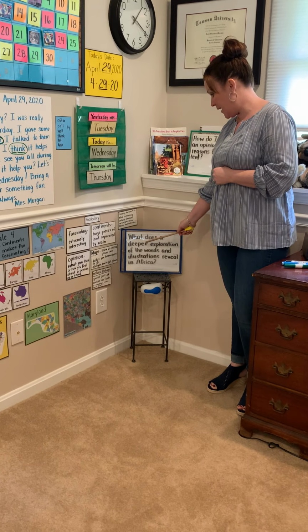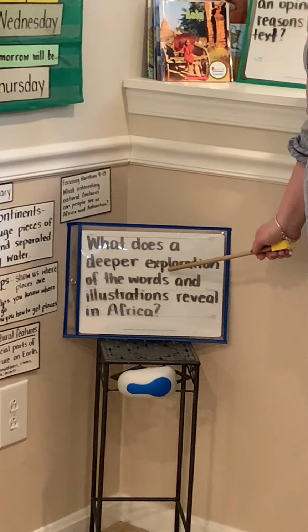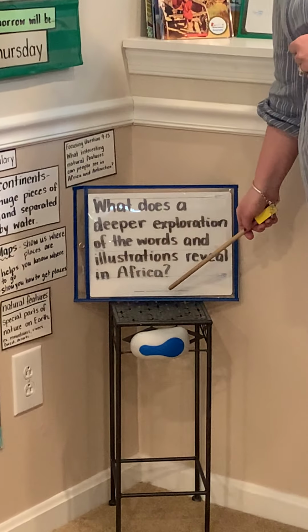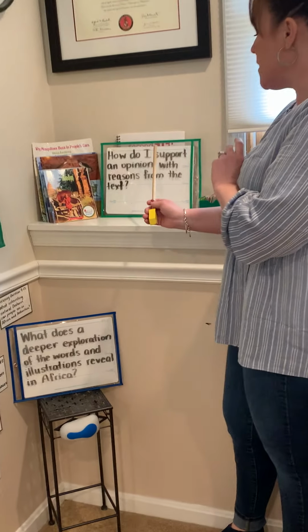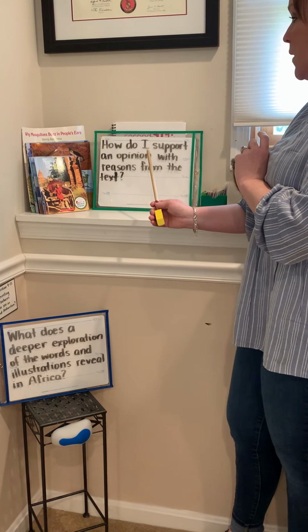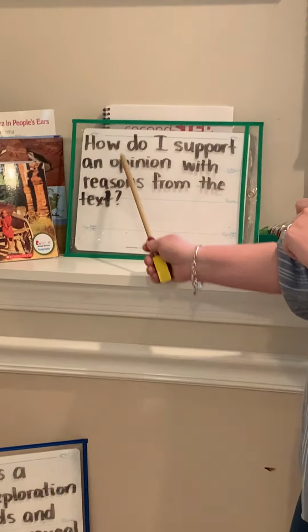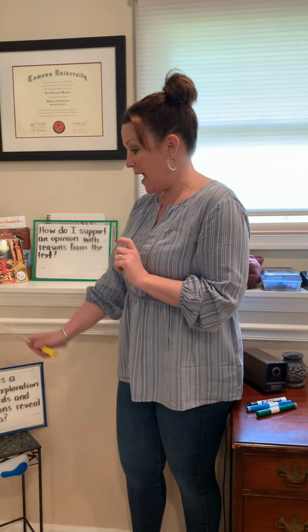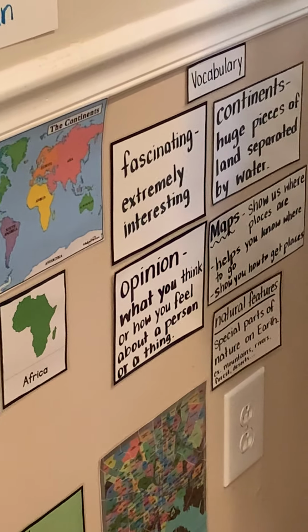Our first part of our lesson, our content-focused question for that is, what does a deeper exploration of the words and illustrations reveal in Africa? Then we can come up to our second part of our content-focused question. This is our craft lesson. We're thinking about how we're going to write about the things that we're reading. How do I support an opinion with reasons from the text? So again, an opinion is what you think or how you feel about a person or a thing.